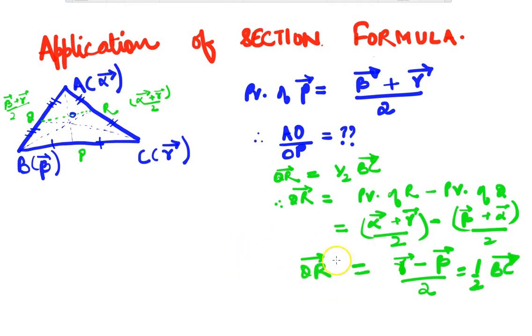So what does that mean? QR is parallel to BC. So this angle is equal to this angle, let's say angle 1. This angle is equal to this angle, so angle 2. So this angle is equal to this angle.